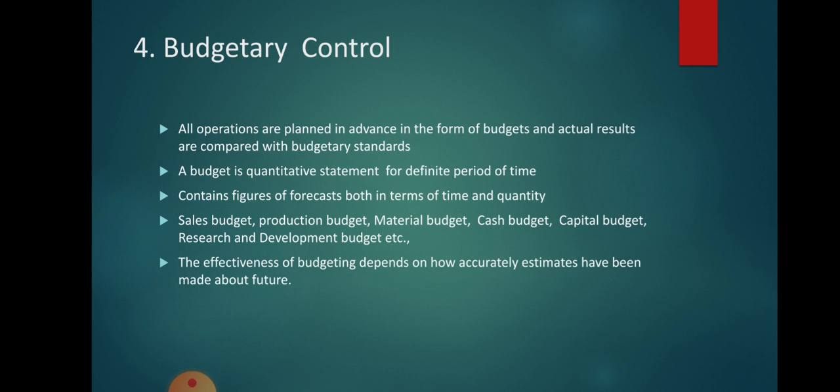The effectiveness of budgeting depends on how accurately estimates have been made about the future. So budgeting is not just sitting and telling some numbers, like saying this much is the production you have to do this week. We have to study all possible things. What is our capacity, how much raw material is available, what is our labor efficiency, how many machines are available, the timing. Everything we have to consider and analyze. Then estimations need to be decided.